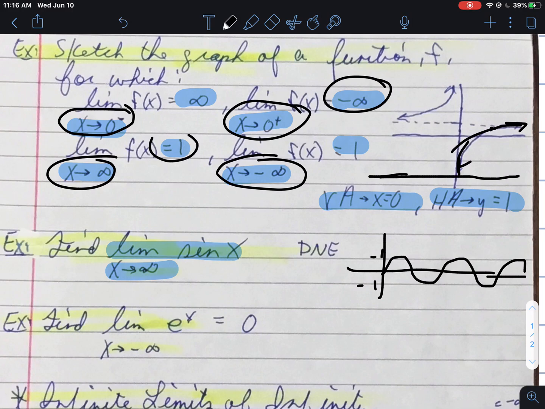So the graph of the sine function is going to do the same as you go this way. And the same is true for cosine, right? They basically look the same. But those two graphs are always oscillating between -1 and 1.